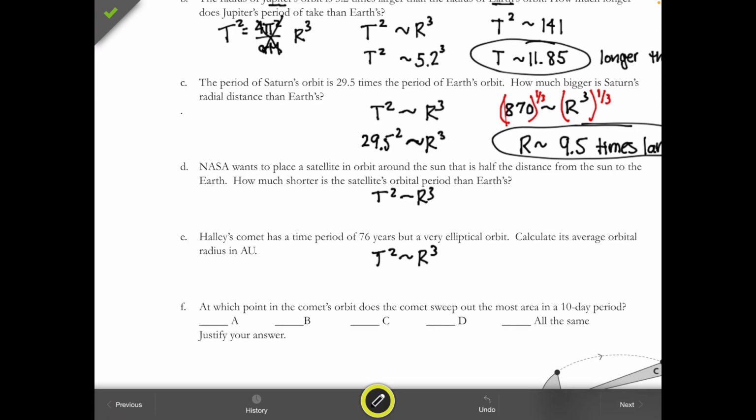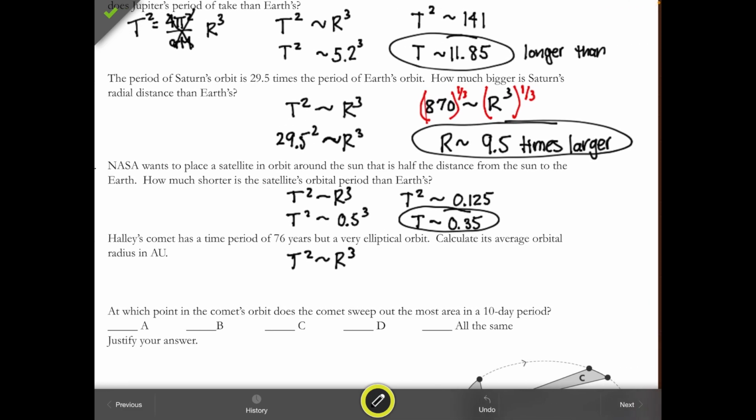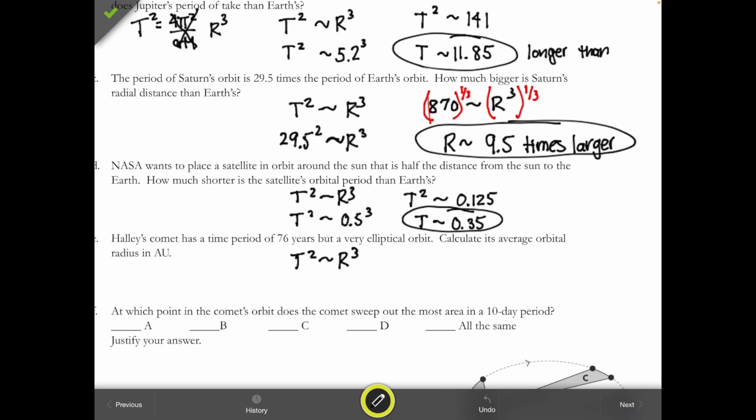So this satellite is being placed at a radius that's half the distance of Earth to the sun. So I'm putting in 0.5. T squared is proportional to 0.125. And taking the square root of both sides, the time period is 0.35. So think of this as shorter than a year. It's about 35% of 1 year. So it takes 0.35 of an Earth year for this satellite to go around the sun.